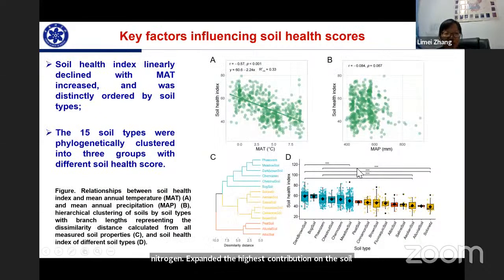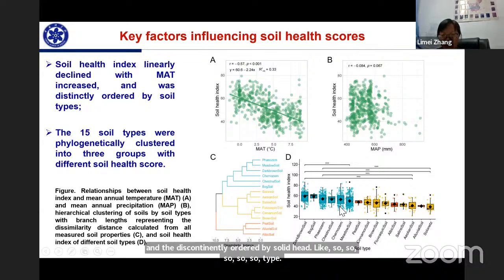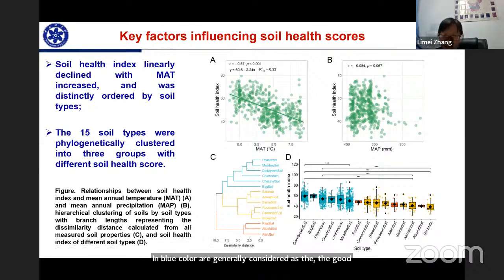Also, there is a clear linear decline trend. Soil health declines with increased temperature, and is distinctly ordered by soil type. Like the 6 soil types in blue color are generally considered good soil types with high fertility and healthy degree. And these soil types can be clearly classified into 3 groups with high, medium, and low scores.